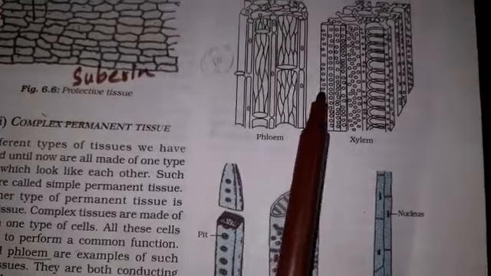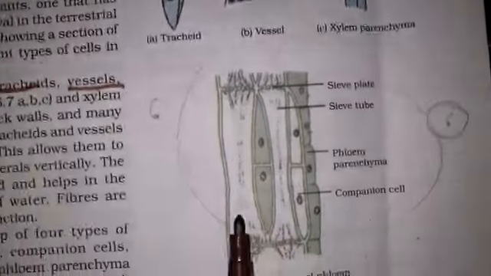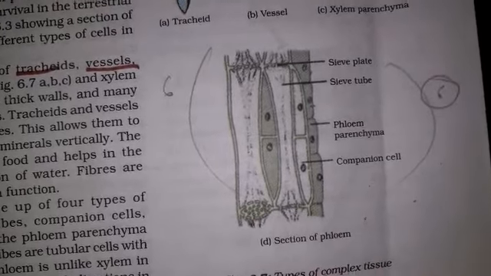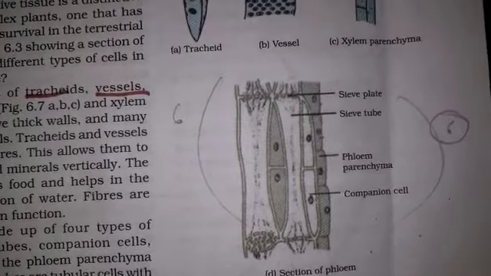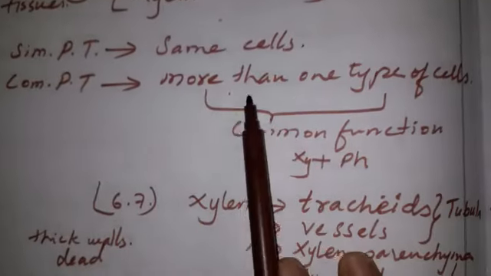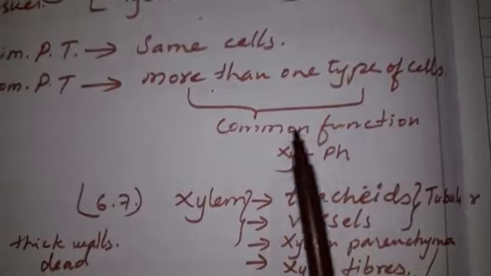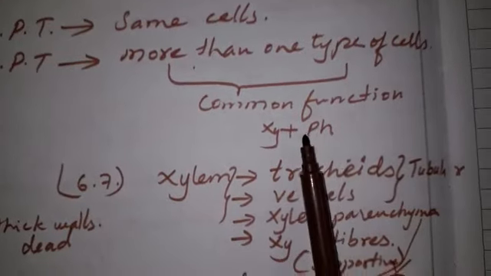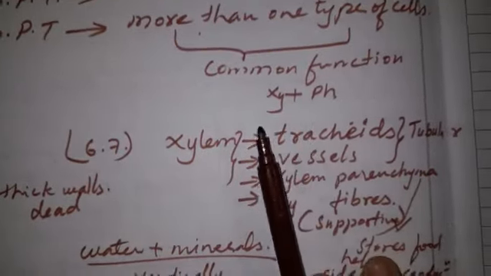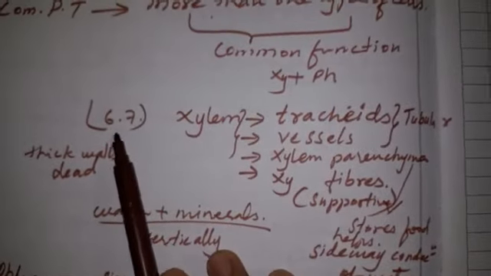Here we will have different types of cells performing one single function in coordination. In complex permanent tissue, we will have more than one type of cell, which are common in function, and these types are xylem and phloem. Just have a look at your figure 6.7.